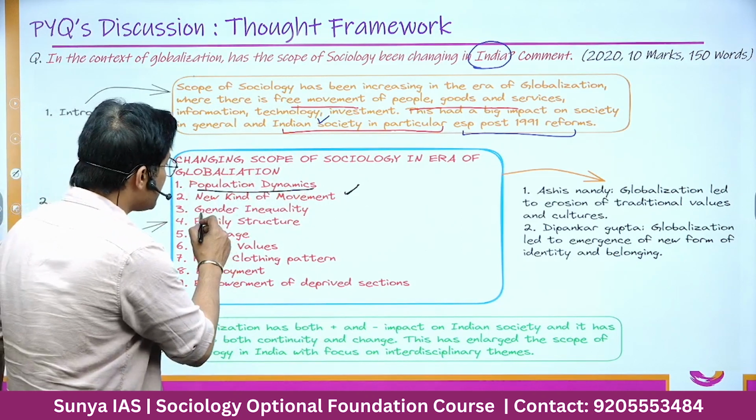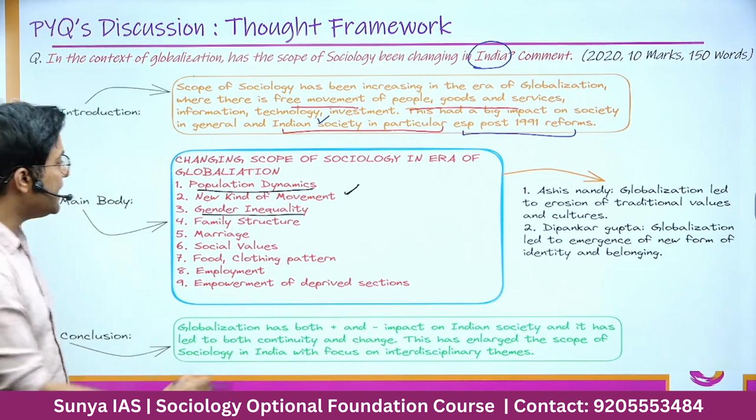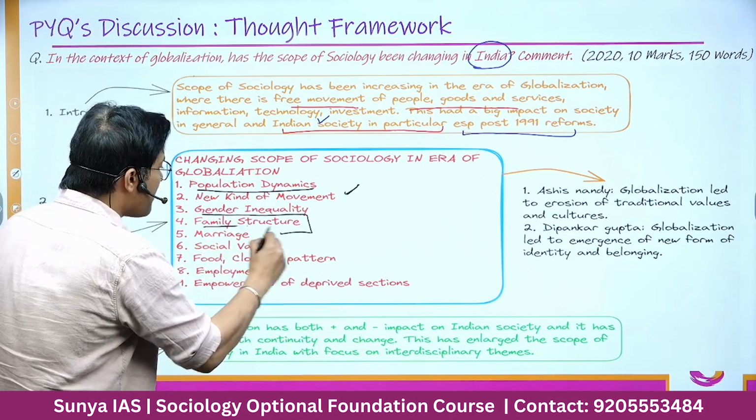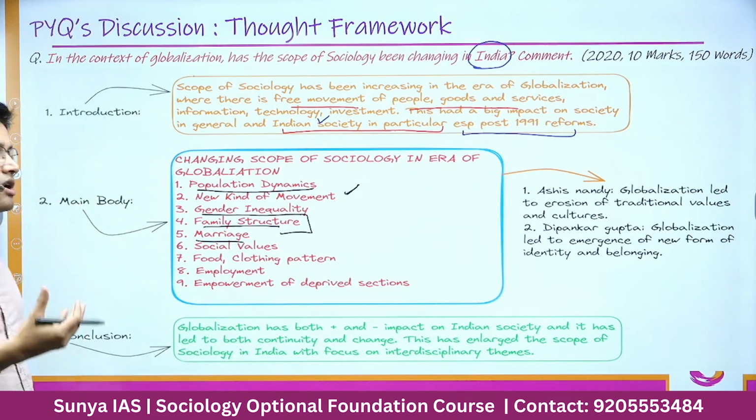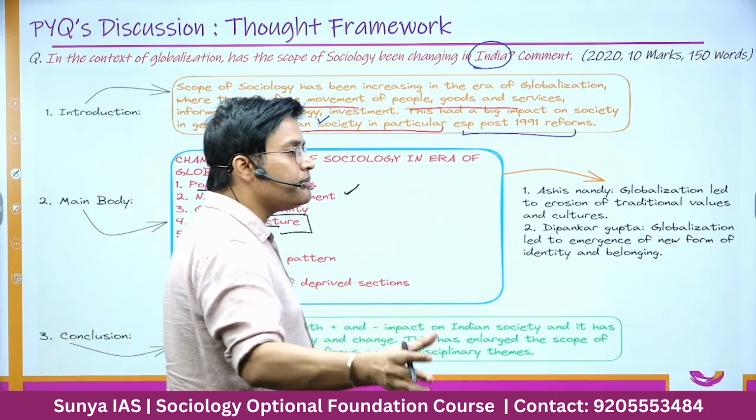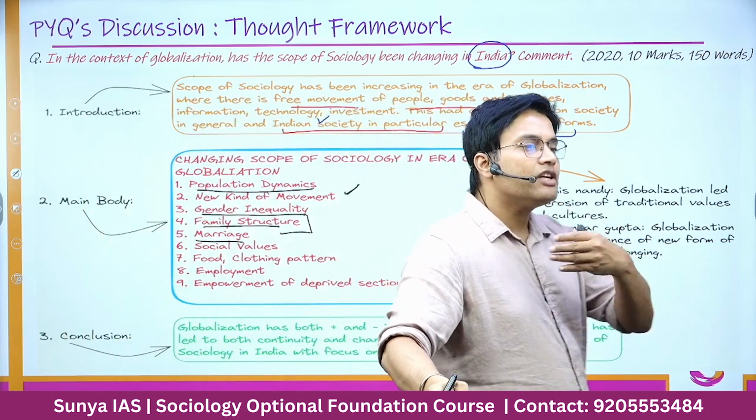Gender inequality, you can talk about the Me Too movement here. Here, how in the era of globalization the family is changing, marriage is changing. Earlier, the family was a joint family system. Now, because in the era of globalization there's free movement of people, people have migrated to urban areas, even abroad.